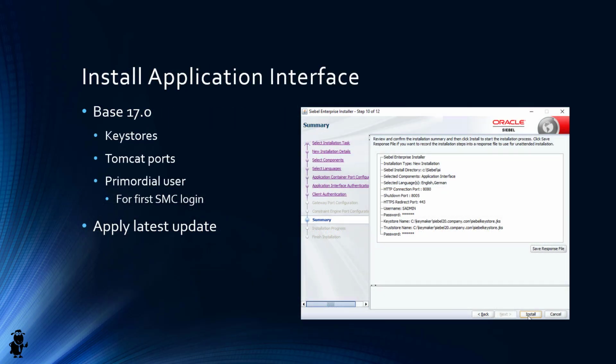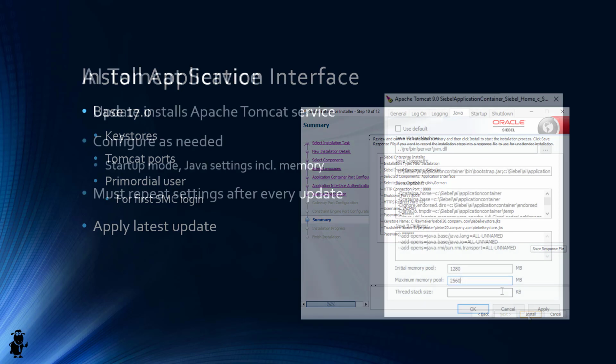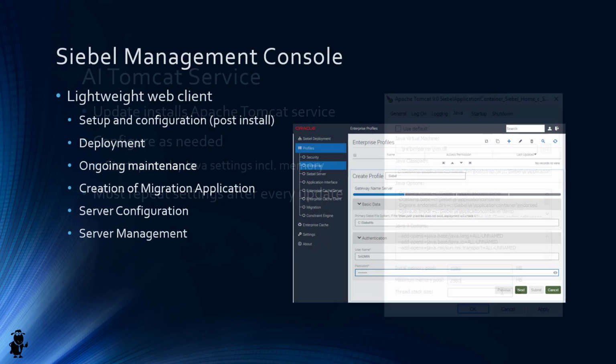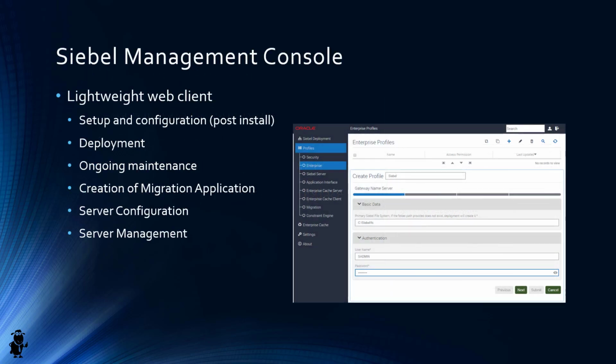The final server-side installation is the application interface, again on the same machine, beginning with 17.0 and then applying the latest update and taking care of the AI Tomcat service. Then we can start using the Siebel Management Console.